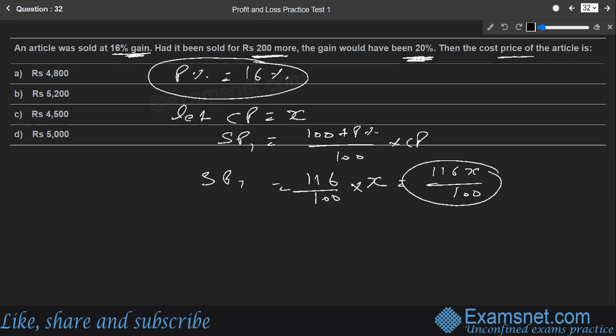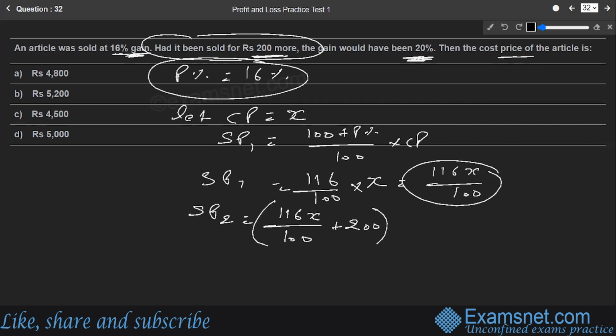Now, let us focus on the other line: had it been sold for 200 more. That means the selling price would have been 200 rupees higher. So the new selling price is 200 more than the old selling price, so it is 116x over 100 plus 200. They say if this would have been the selling price, the new profit percent would have been 20%. And then we are supposed to find the cost price.